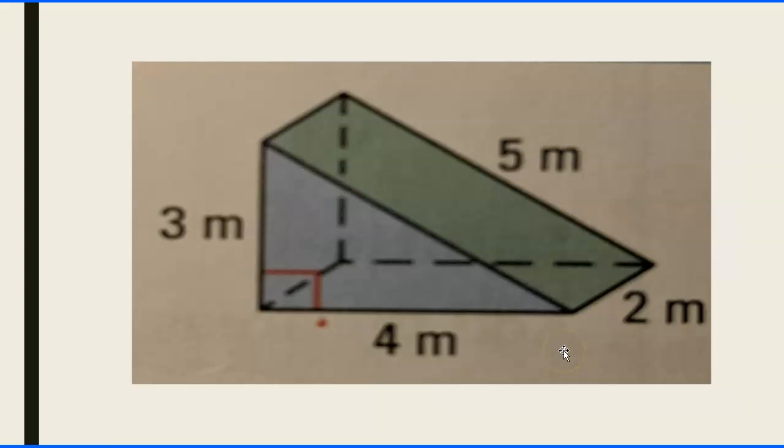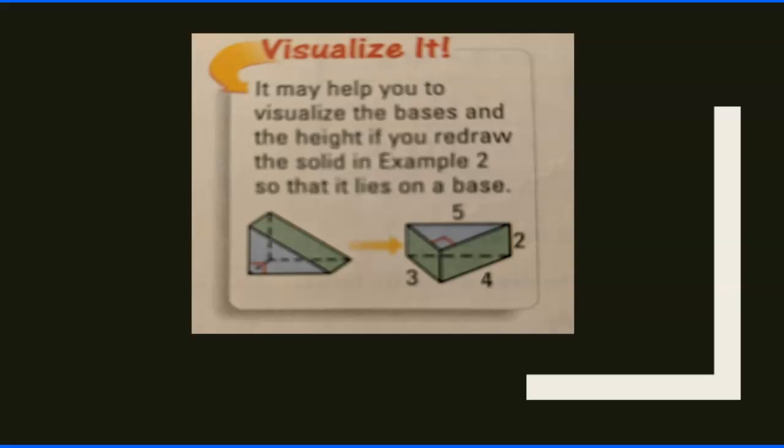Now, one of the things that we didn't get to look at was a little thing, and I assume that you have this in your book. It says visualize it. That's as far as we got, the disagreement about whether this was a rectangular base or a triangular base. If we had been able to go further, I would have pointed this out to you. It says it may help you to visualize the bases and the height if you redraw the solid in example 2 so that it lies on its base. As it was, the base appeared to be rectangular.